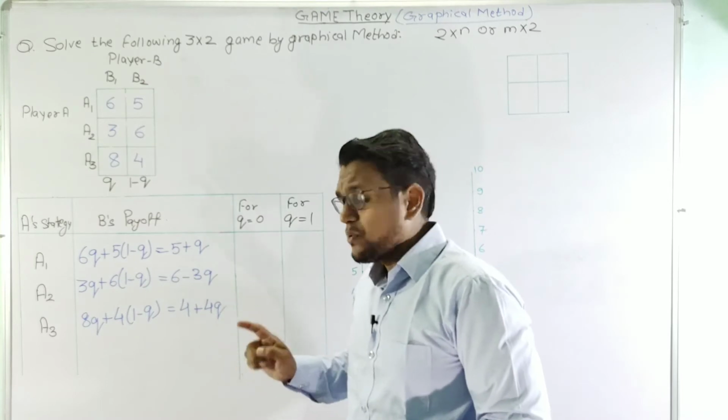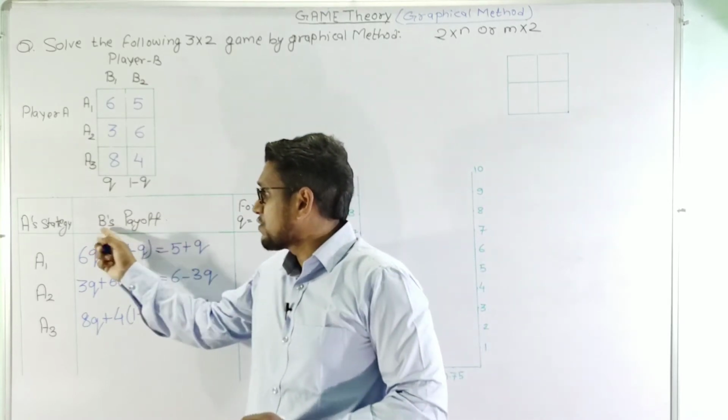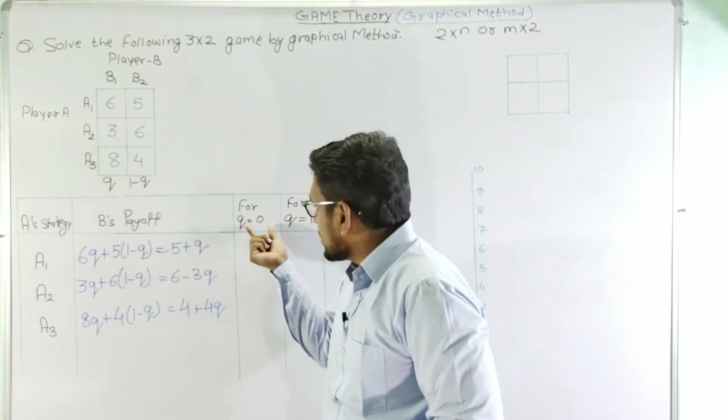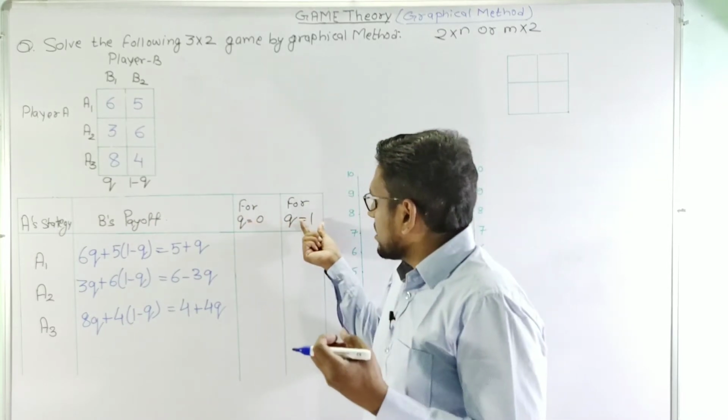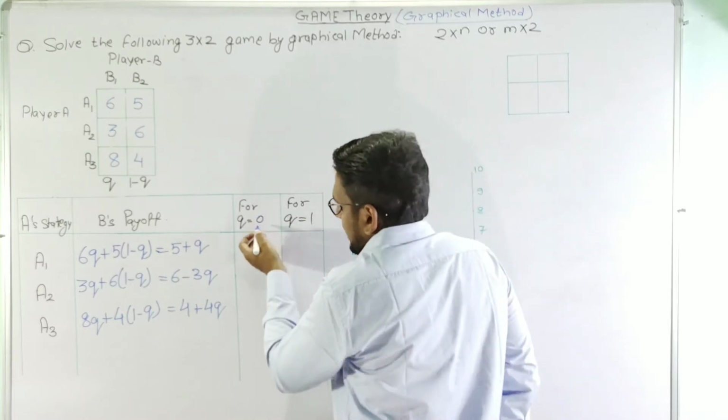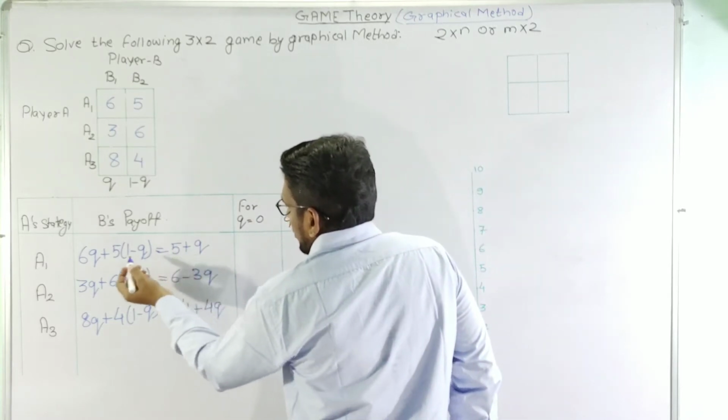After this we need to calculate the payoff values for player B when Q equals 0 and when Q equals 1. So let us calculate when Q equals 0.